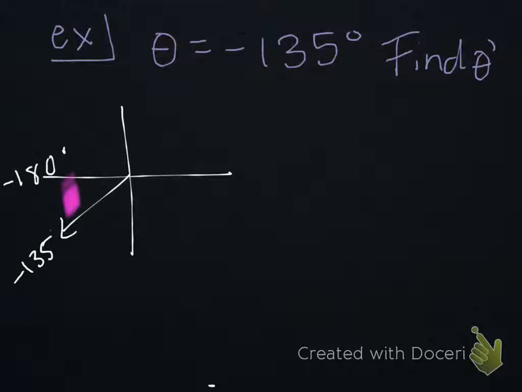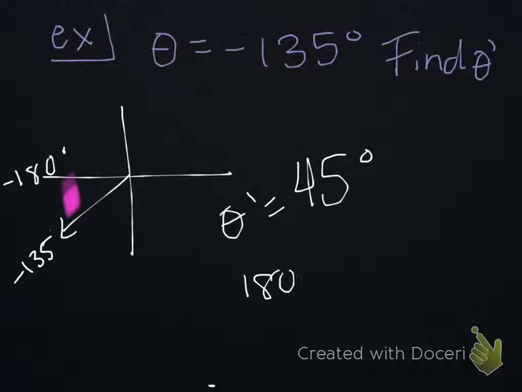Well, I know that from 135 to 180 it would take me 45 degrees to get there. So that would be our reference angle. The other way to go about it is, again, doing 180 minus our angle of 135, and that's how we'd get the 45.